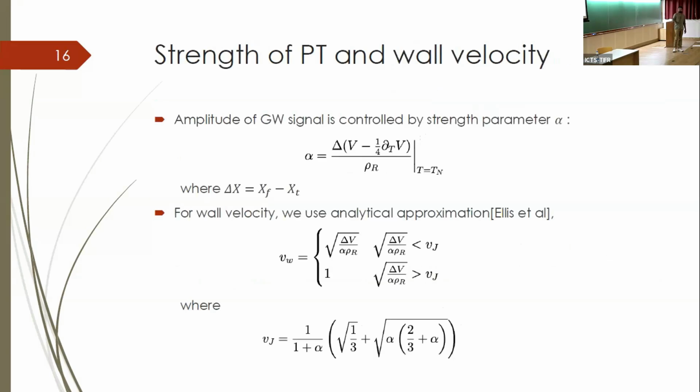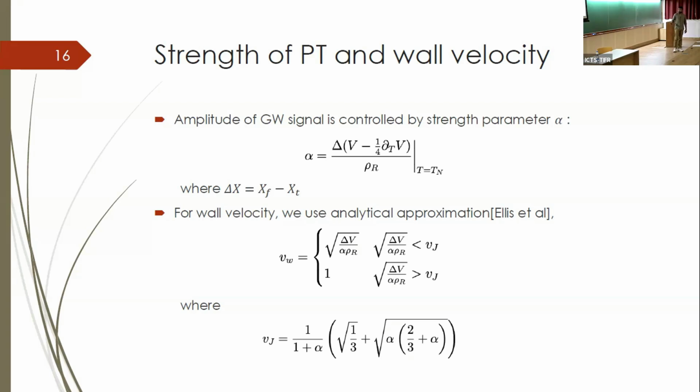Similarly, we can also define the strength of the phase transition, which is given by the alpha parameter, and this is defined as the difference between V minus T over 4 times the derivative of V with respect to T, between the false vacuum and the true vacuum, weighted by the total radiation energy density. So the larger the alpha is, the stronger the transition is, and vice versa.